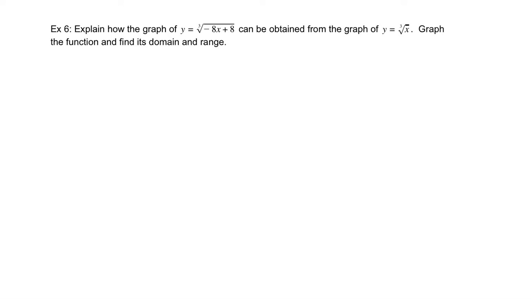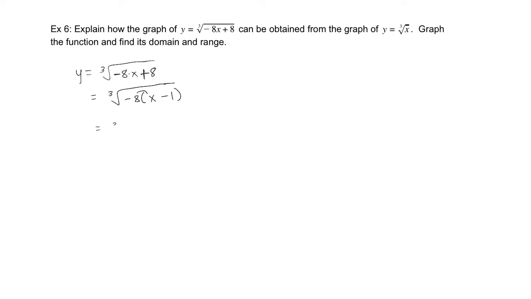All right, let's try this next one. So we have y equals the cube root of negative 8 x plus 8. So I'm going to simplify that radicand a little bit. If I factor out a negative 8, I would get x minus 1. Right, it's like undoing the distributing. Negative 8 times x, that's negative 8x. Negative 8 times negative 1 is a plus 8.